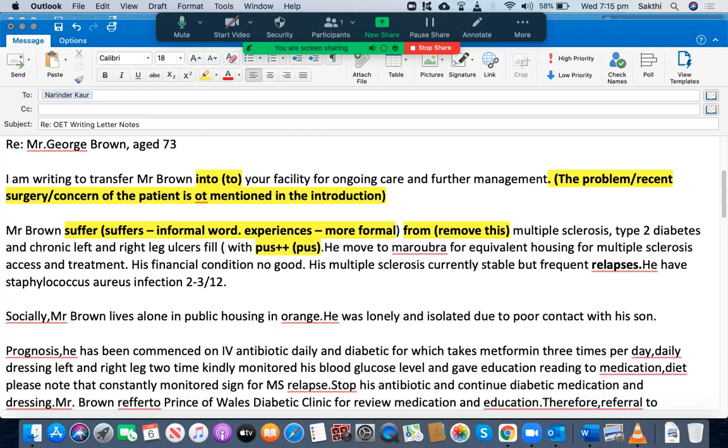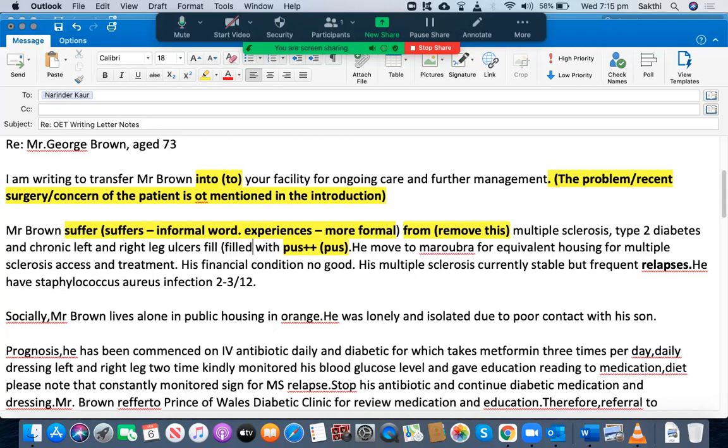So "filled" is incorrect. She should have written "filled in with", okay? Filled in with or filled up with. That's the correct way of writing down the sentence. All right, let's go to the next one.